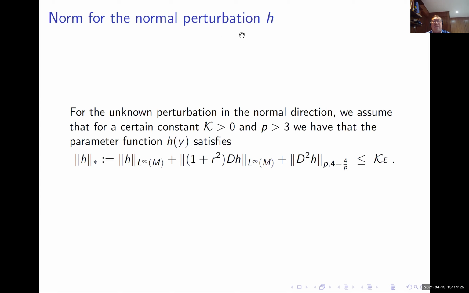And for the normal perturbation H, I have not told you what H is. So for H, I'm going to use some kind of weighted W2P, and some strange norms. And the problem is the error terms. Okay, this is some kind of error term.